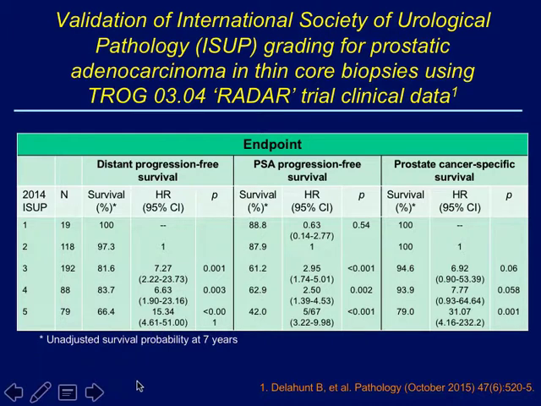And this is from the RADAR study, a radiation study, also looking at the ISUP scores, looking at metastasis and cancer-specific survival. You can see that if you're ISUP group 1, there were no metastases and no deaths at 7 years in that grade group, and it went up proportionally as you went up the tier.